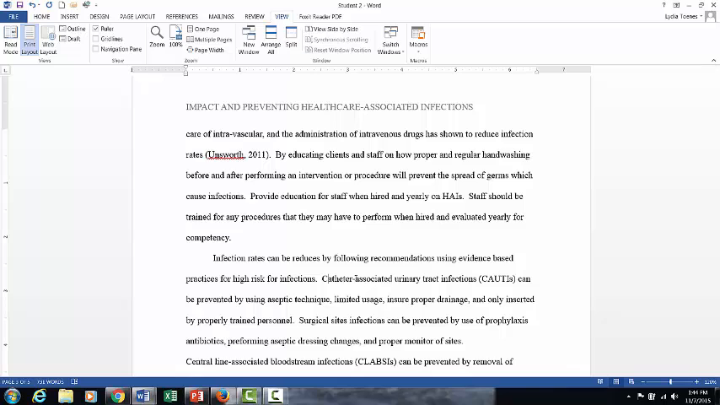So read these sentences out loud to yourself. A lot of times you can say, wow, there's like two words that are very, very similar, like urinary catheter associated urinary tract infections. Gotta read your sentences out loud. It will save you time and time again.